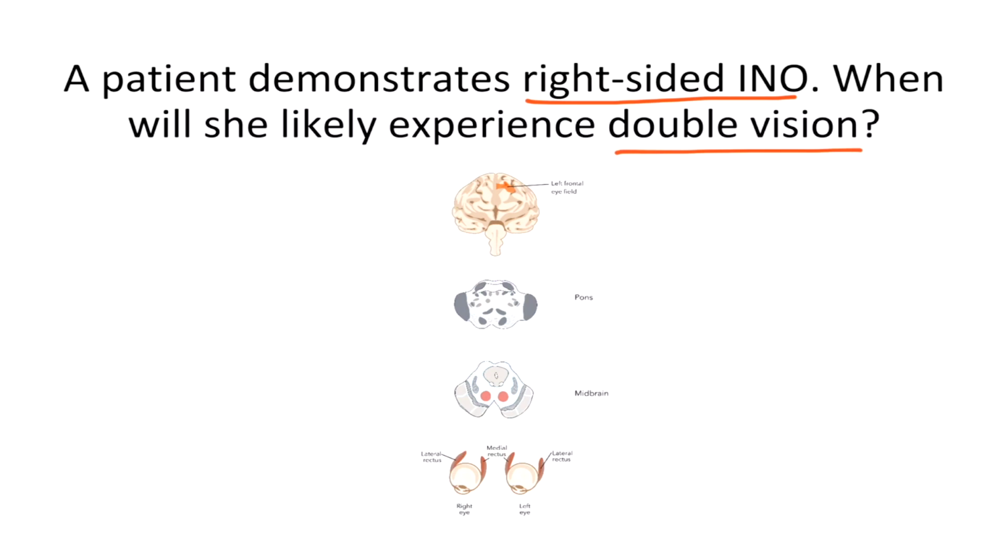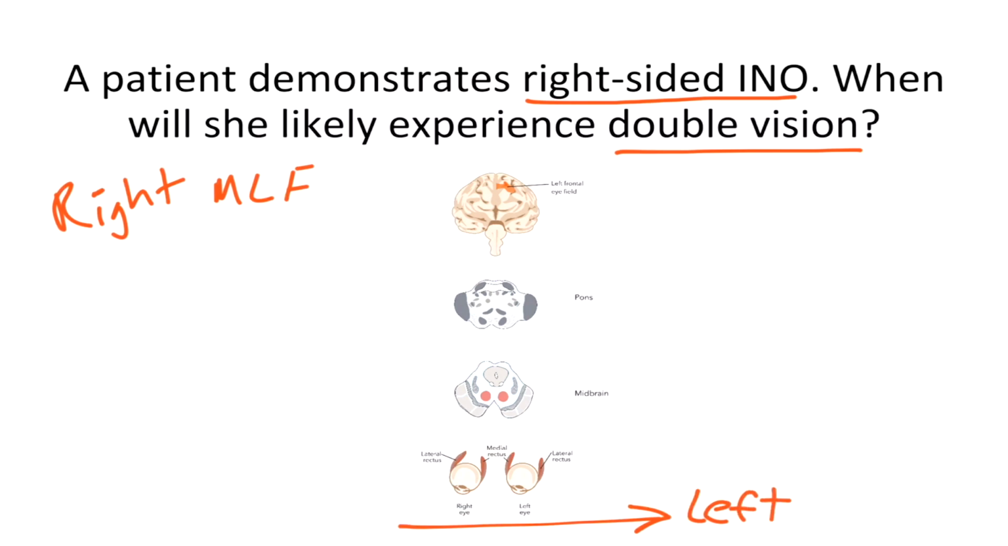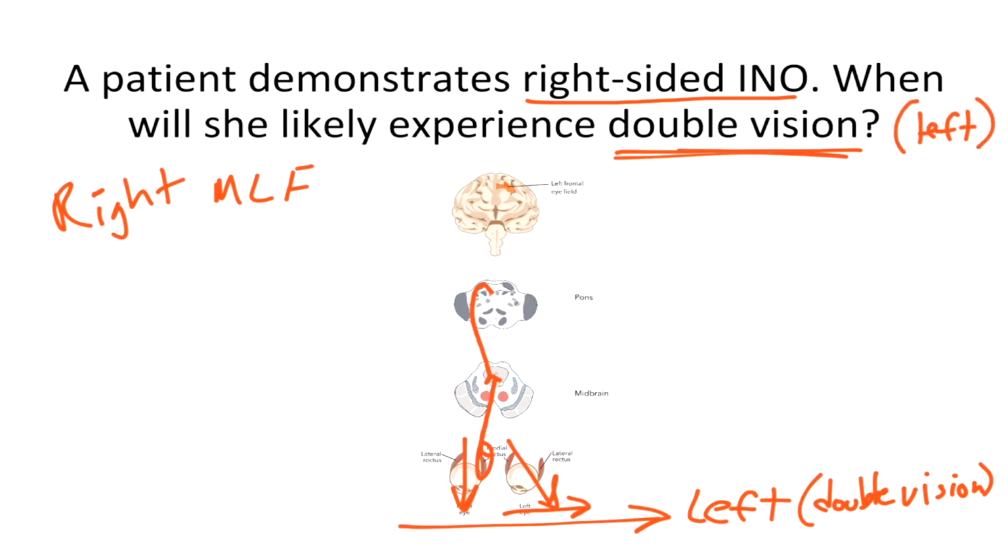So if you hear the term right-sided INO, you should immediately think of the right medial longitudinal fasciculus. So when a patient is trying to look to the left, the medial rectus muscle of her right eye will not adduct as it should, resulting in the right eye remaining straight and the left eye abducting. So both eyes will be looking at different locations, resulting in double vision. So in answer to our question, with the right medial longitudinal fasciculus being damaged, when the patient tries to look left, they will get double vision.